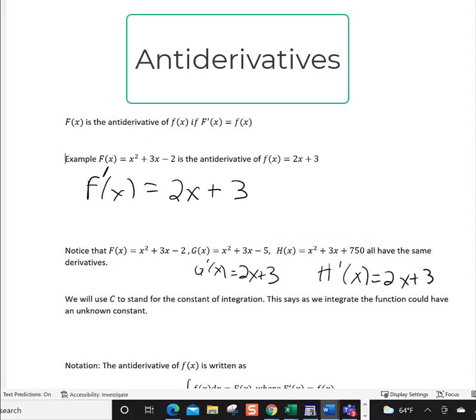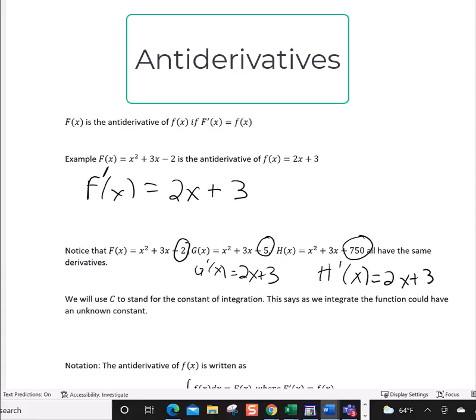What is different between capital F of x, capital G of x, and capital H of x is the constant. I had negative 2, I had negative 5, and I had 750. We should know by now that when you take the derivative of a constant, it's 0. So you're not seeing that constant when I take the derivative. So it's important that we look at that constant, the negative 2, the negative 5, the 750, and acknowledge that that's going to happen.